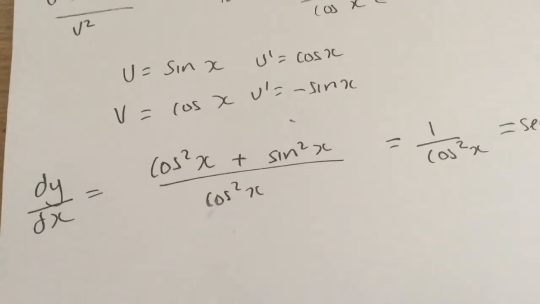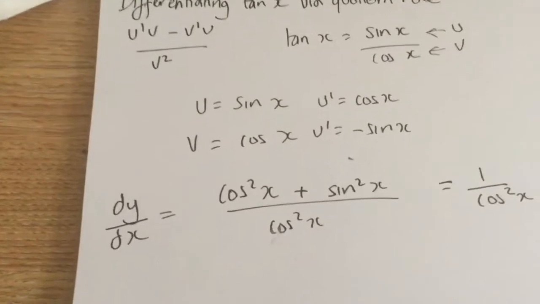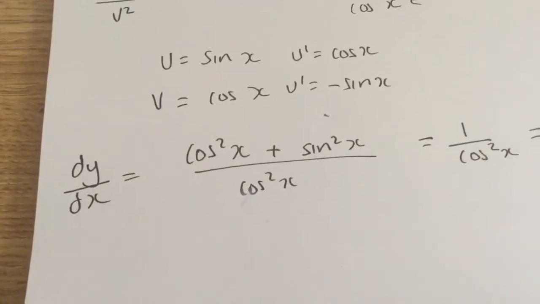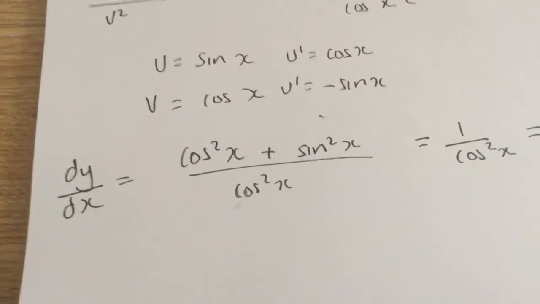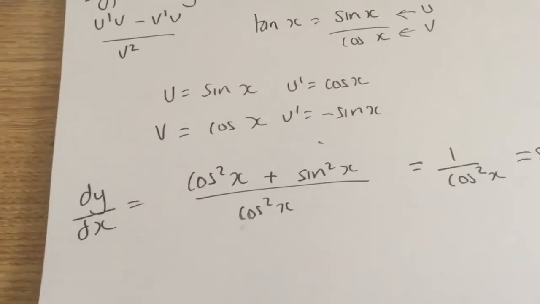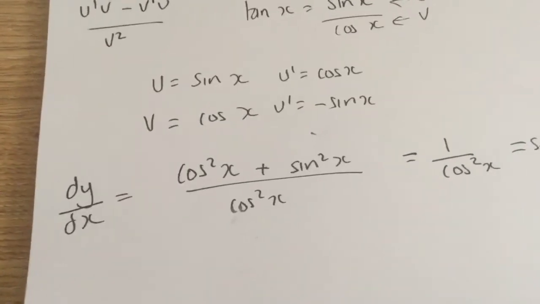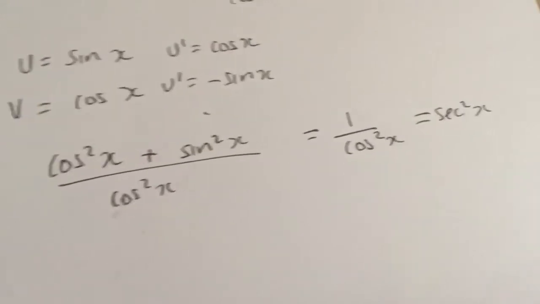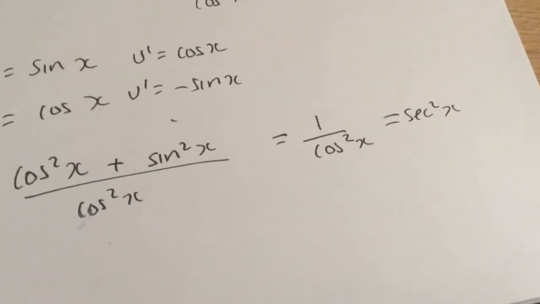Okay, now I've got the u and the u dashed and the v and the v dashed. I plug them into that formula. And we get dy/dx is cos squared x minus sine squared x, which gives you plus, obviously, all over cos squared x. Okay? And you can prove that to yourself by doing it. But sine squared plus cos squared is still 1. That's still true from last year. So we've got 1 over cos squared x, which is just sec squared x, because 1 over cos is sec.